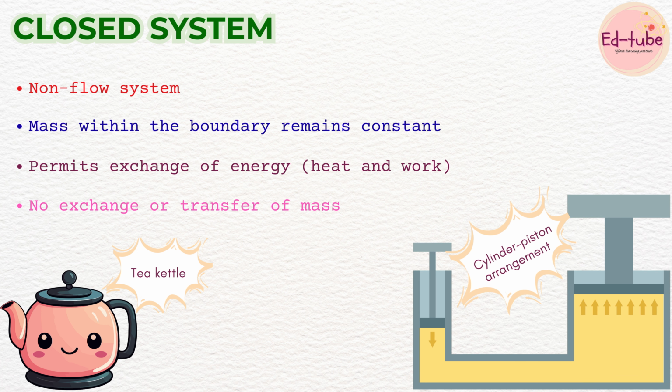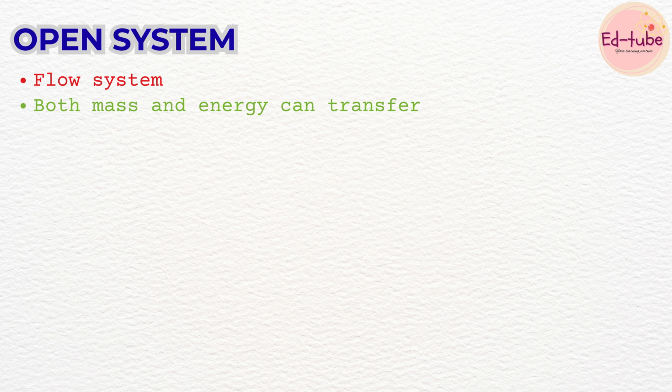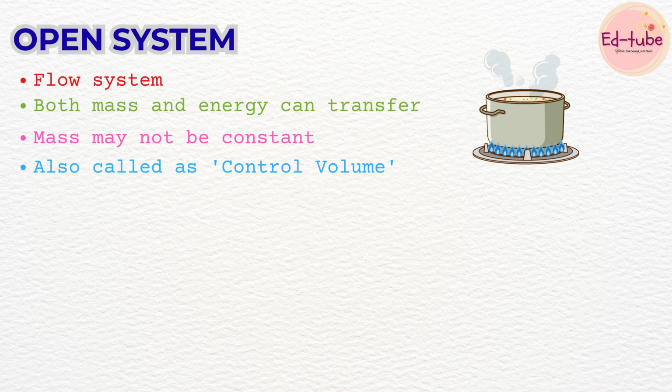The cylinder and the piston of a reciprocating engine containing gas in the cylinder is an example of a closed system. Open system. An open system is also known as a flow system. In this system, both mass and energy, that is heat and work, cross the boundary. The mass within the system may not be constant. An open system is also called a control volume.